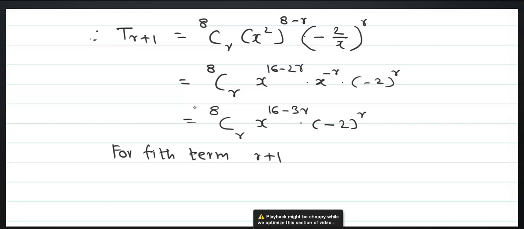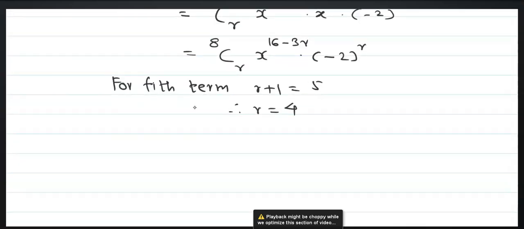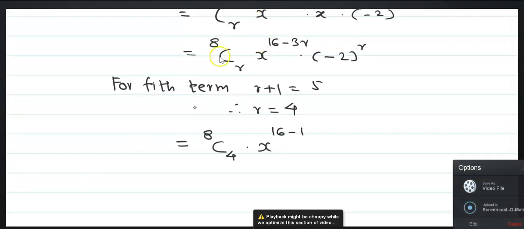Now for the constant term, R plus 1 is equal to 5. Therefore, R is equal to 4. Therefore, we substitute R equals 4: 8C4 x raised to 16 minus 3 into 4, into minus 2 raised to 4.